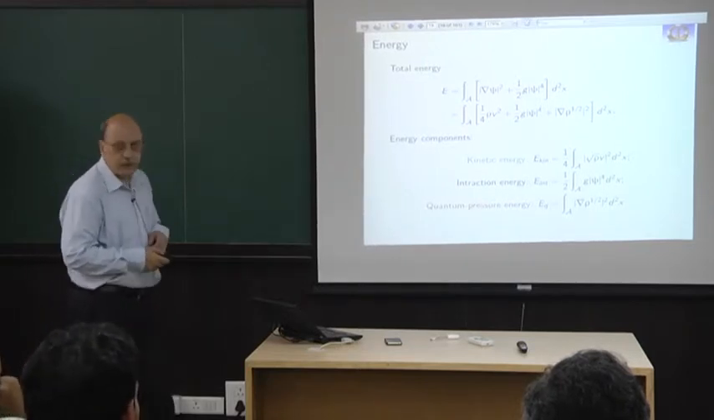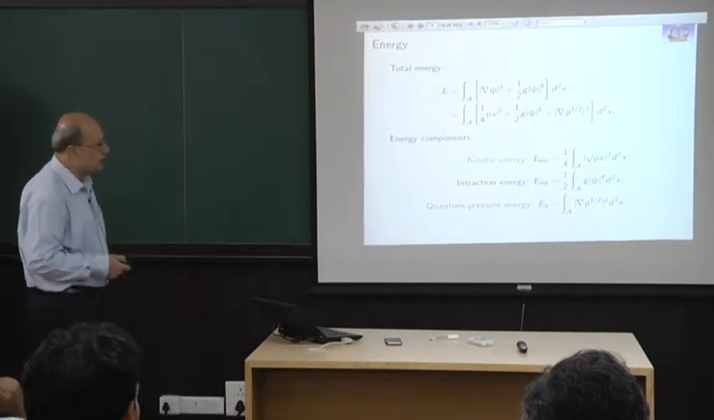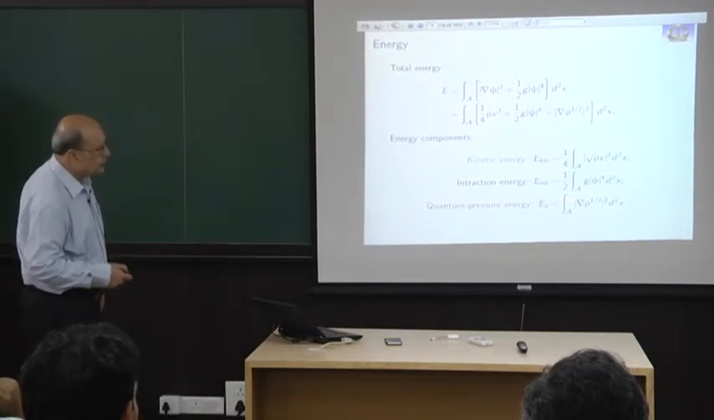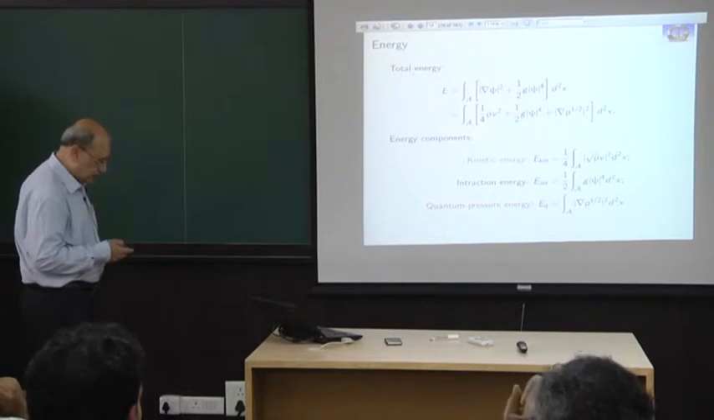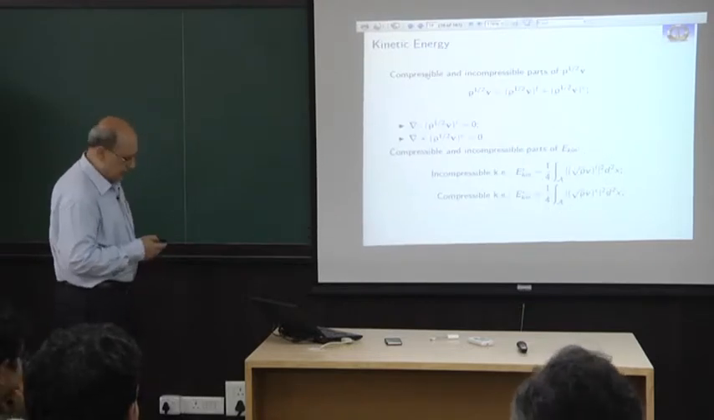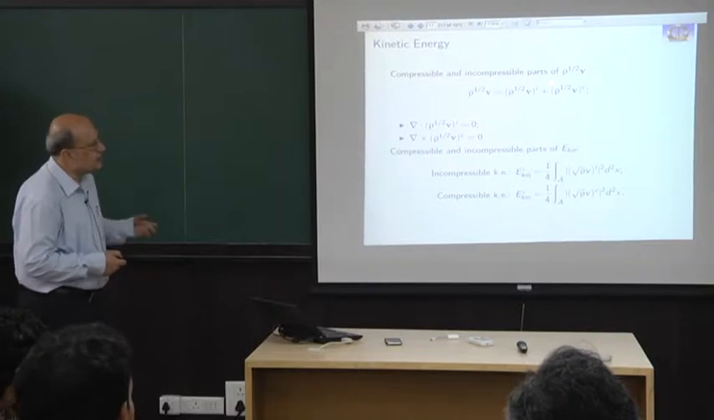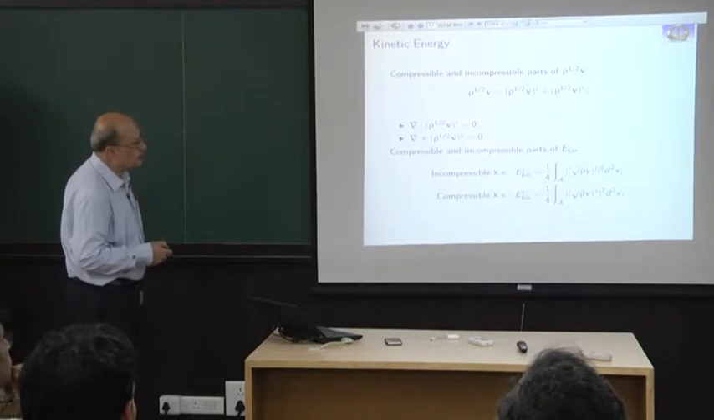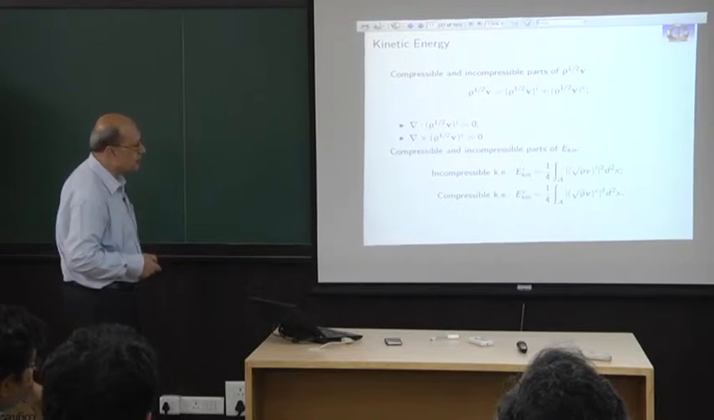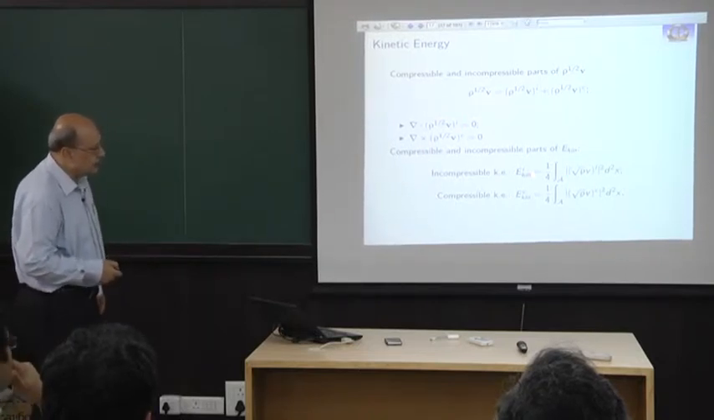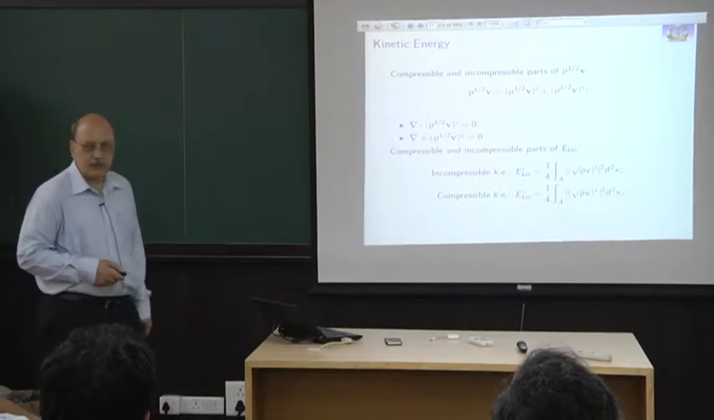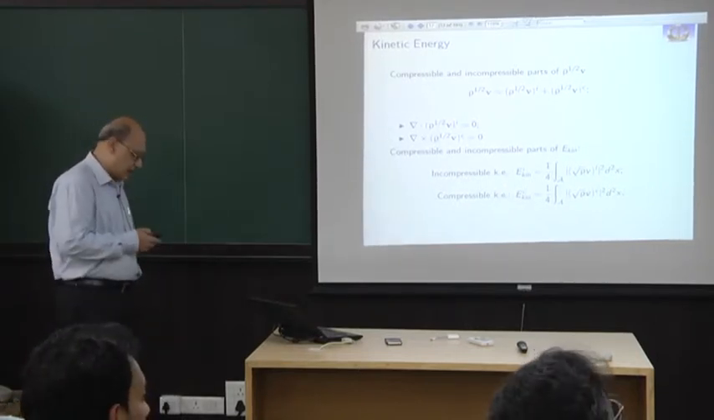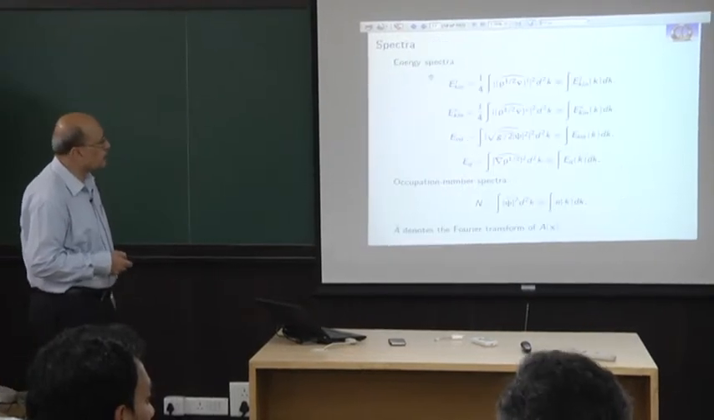If you write it in this fluid variable, you can separate it into a kinetic energy, an interaction energy, which has to do with this, and this term is traditionally called the quantum pressure energy. And then you can take this and separate it into compressible and incompressible parts. So you take rho to the 1/2 v, to write it like this, and this part has divergence 0, this part has curl 0, and at the end of the day you can then separate it into incompressible and compressible parts to touch base with conventional fluid turbulence.